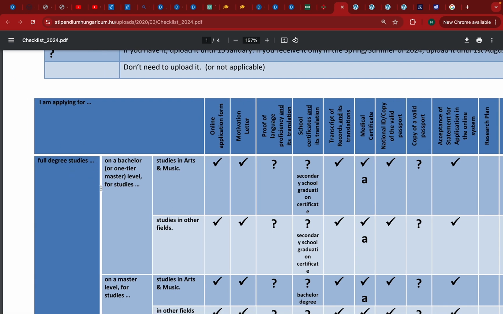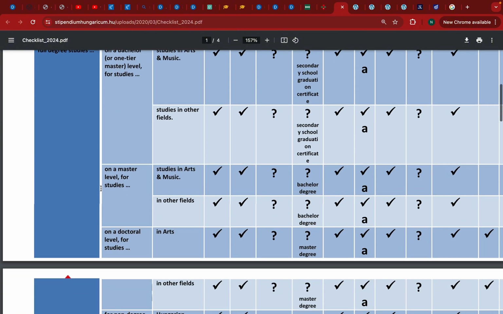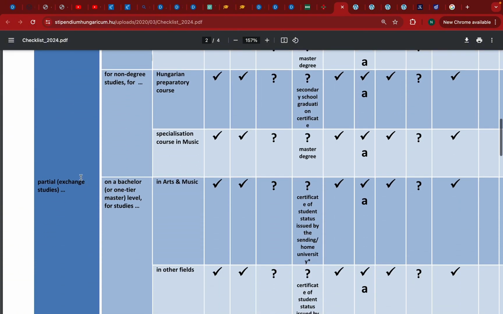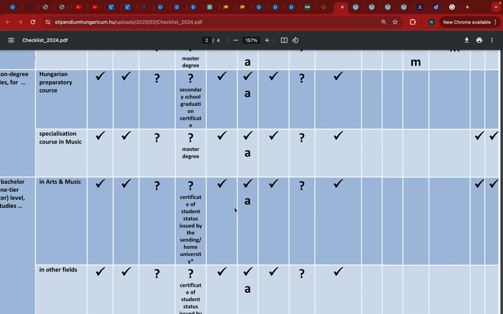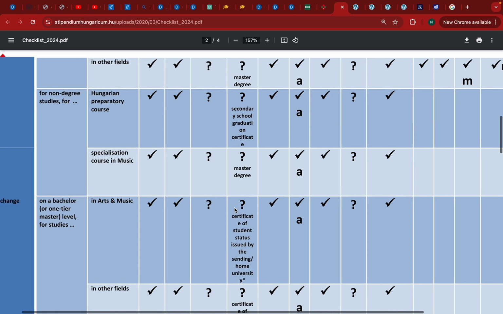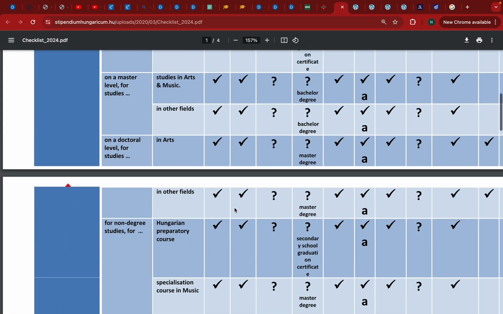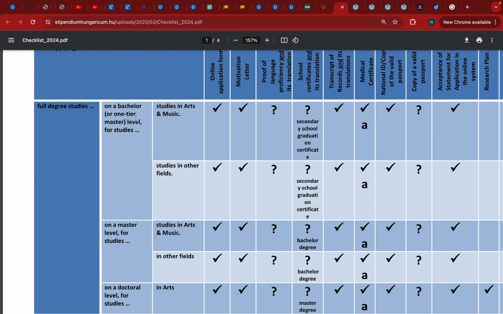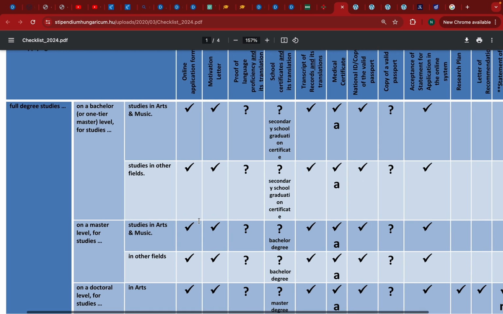So on the first vertical side, you can see full degree studies, and at every study you have bachelor's, master's and PhD, and this is partial, so for exchange students. And at the partial study we have bachelor's, master's and PhD, but we are going to review the full degree study because it looks like most of the requirements for full degree apply to the partial degree as well. I mean, to the exchange studies.